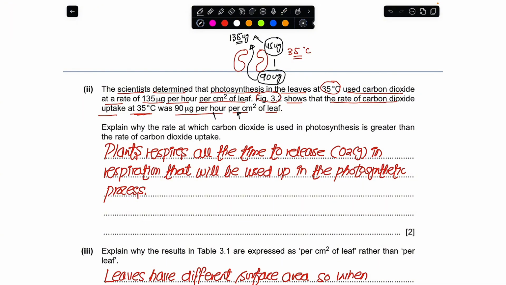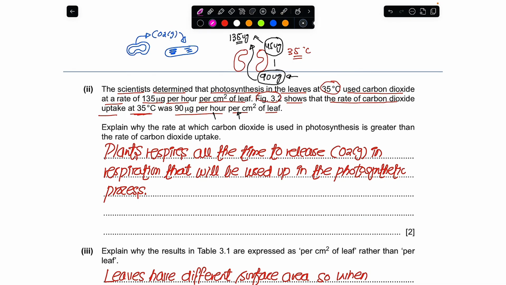So the reason is that in addition to this CO2 which is diffusing into the plants for the photosynthetic process, what we know is that the plants also have mitochondria. These mitochondria would be releasing carbon dioxide gas, and instead of diffusing out during the day, this CO2 would start getting used up in the chloroplast. So this extra 45 micrograms of carbon dioxide is being supplemented from the respiration that is happening within the mitochondria.